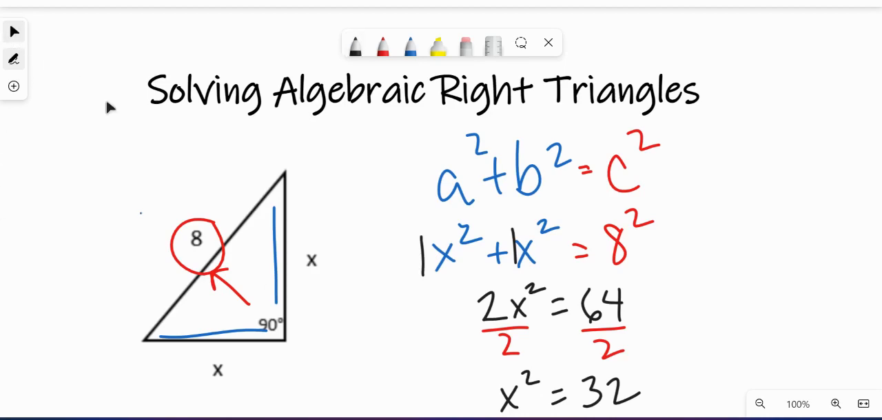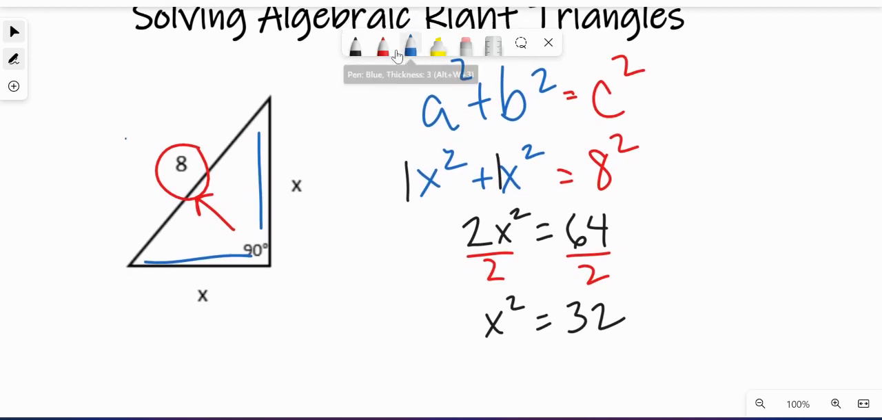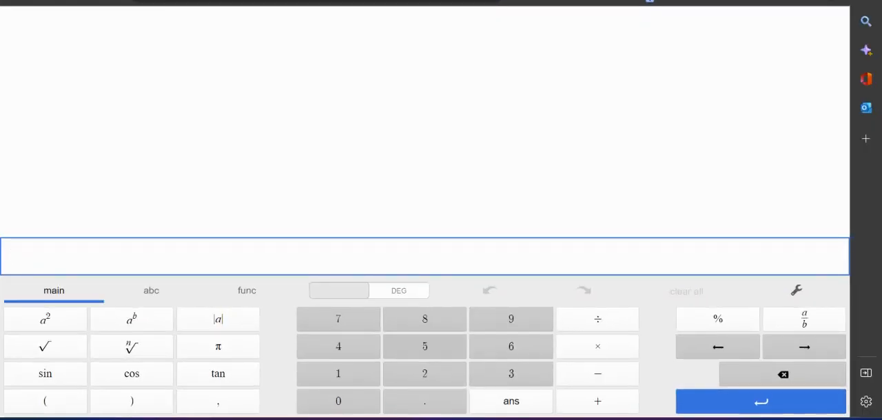And then give myself some room here to get x by itself. You have to take the square root of both sides. So then you would get x is the square root of 32. And if I wanted to approximate that, use your calculator, square root of 32, 5.656. So I'm going to say about 5.7.